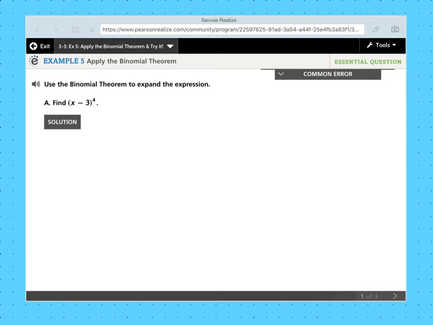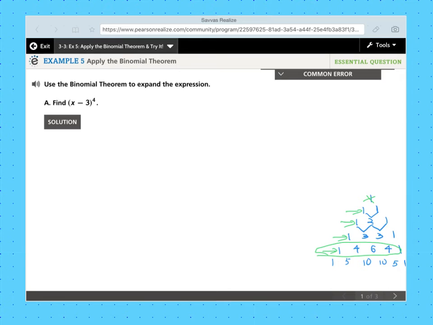Since I'm looking at the fourth power, I'm looking at the fourth row, not including the top one. So 1, 2, 3, 4. This is the row that I need. I literally take the numbers there, I plug them in to each one of them, and then here's a 1. That's it. It looks really messy, so I have to simplify it.